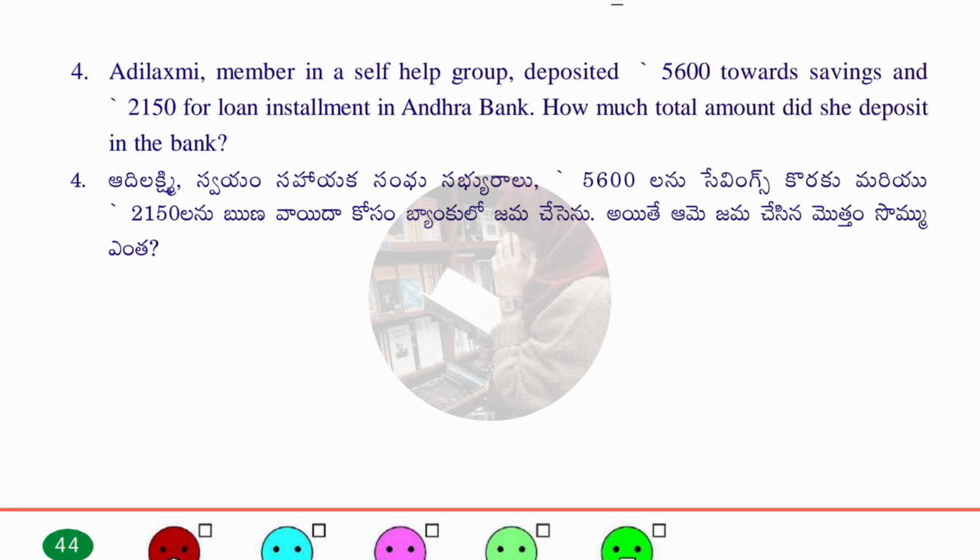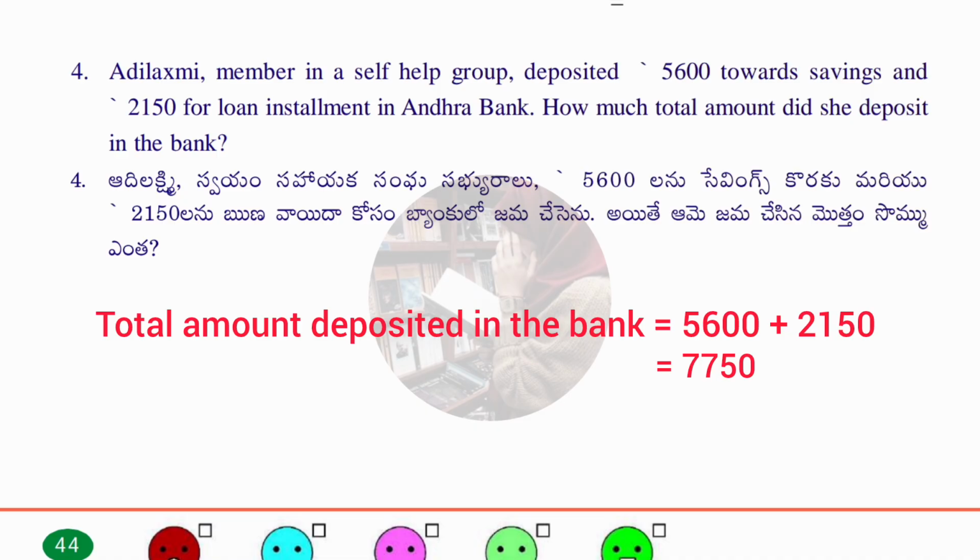Let's see the fourth question. Here also the question is the same but somewhat different. Let's see, how much total amount did she deposit in the bank? Only this part is different, so that's why I have read that one itself. So here the answer is total amount deposited in the bank. You have to write down both the deposited amounts, that is savings and loan installment, which is 5,600 plus 2,150. You have to add both. You will get the answer as 7,750. So write down the answer as total amount deposited in the bank is equal to 5,600 plus 2,150, which is equal to 7,750.